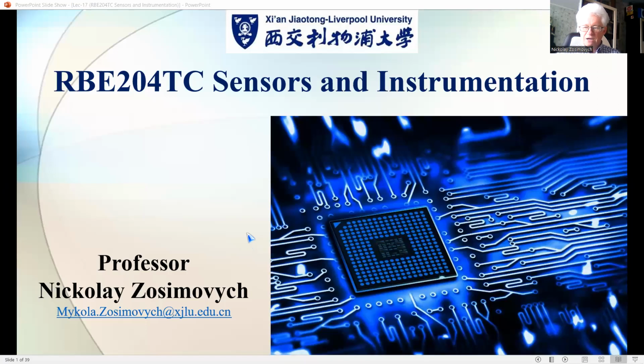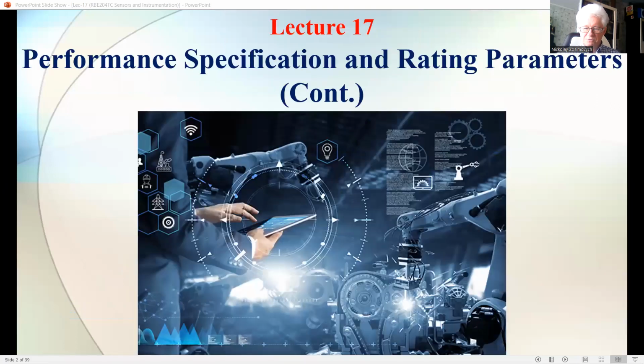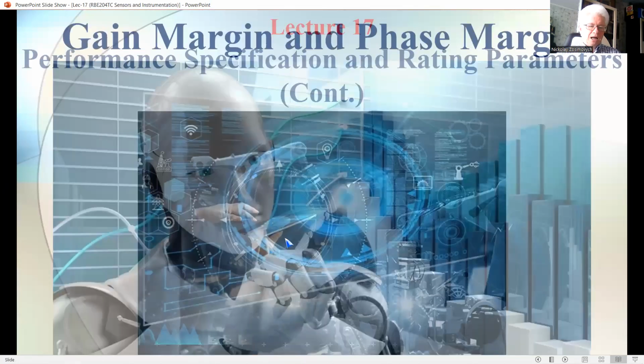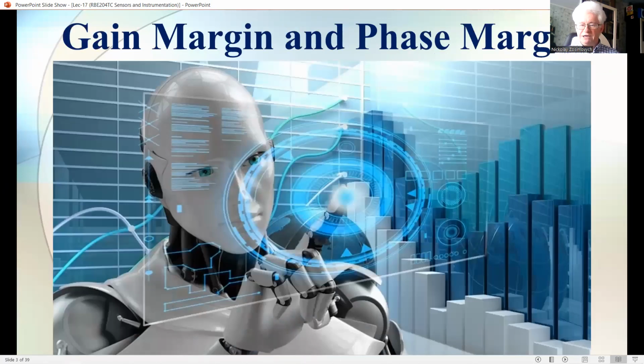This is our course on sensors and instrumentation. During today's lecture, we will be continuing the previous topic, performance specification and rating parameters. And the first topic of today's lecture is called gain margin and phase margin. Gain margin and phase margin are measures of stability of a device.